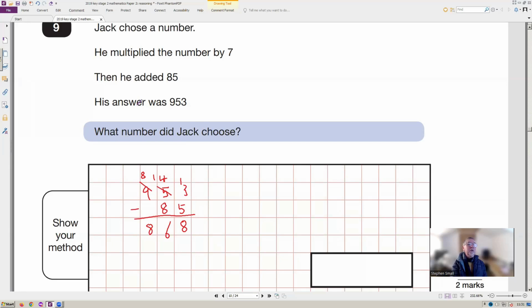868. He multiplied the number by 7. So we divide by, you take this 868 now and divide it by 7. 7 into 8 goes once, leaves 1 left over. 7 into 16 is 2, with 2 left over because that'd be 14. 7 into 28 is 4. 124.